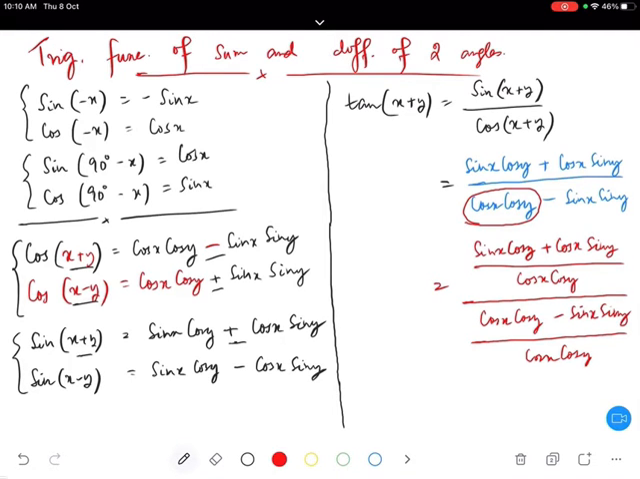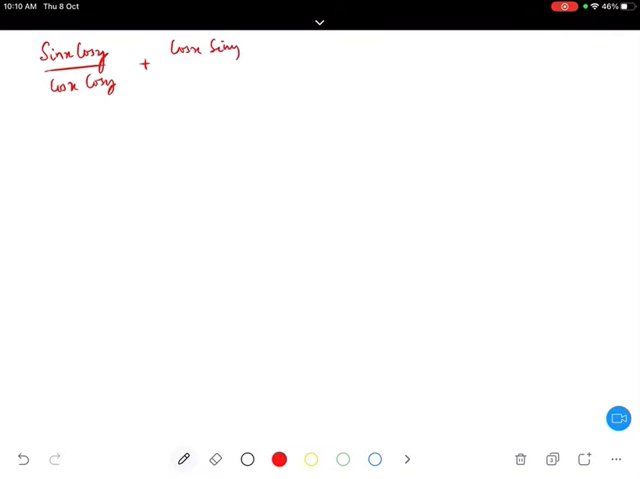So I will divide the numerator and denominator by cos x cos y. Now when I divide, I can separate, right? So let me do it on another page. I can write this as sin x cos y divided by cos x cos y, plus cos x sin y divided by cos x cos y. Tell me, guys, can I write this or not?